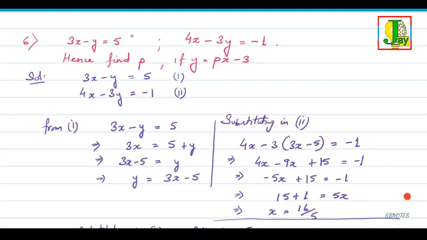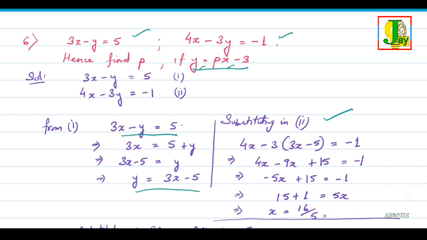In this question you are going to solve those two equations for x and y, and then you are going to put the values in this one and find the value of p. So first you have to find the value of x and y, and then find the value of p using those values. As we have solved in the previous questions, we choose one of the equations, find the value of the variable in terms of the other variable, then substitute that value in the other equation. We have taken equation number 1 here, so we have to substitute in the second equation.